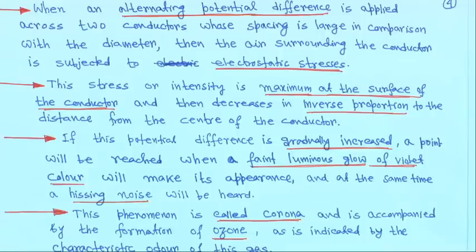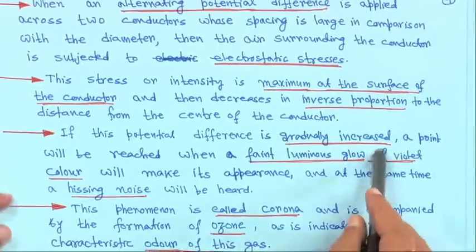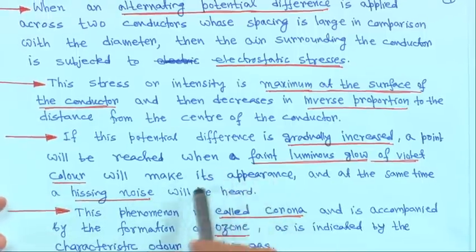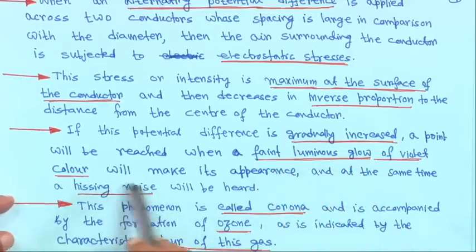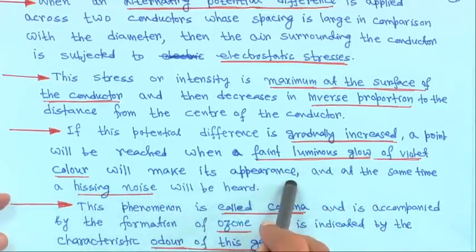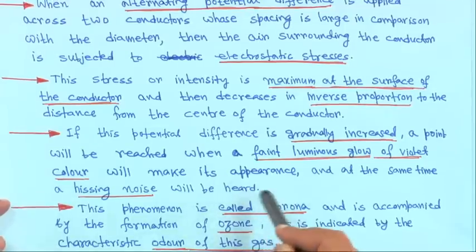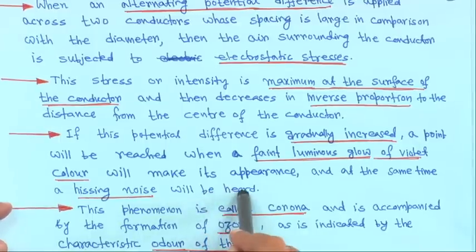Now, two conductors are there. Suppose you gradually increase the potential difference, right. A point will be reached when you will find a faint luminous glow of violet color makes its appearance, that is, around the conductor you can observe some luminous glow with violet color, and at the same time a hissing noise will be heard.